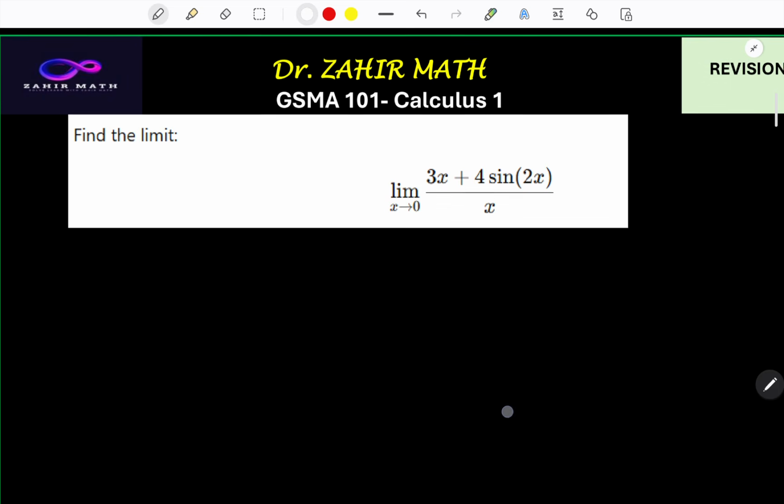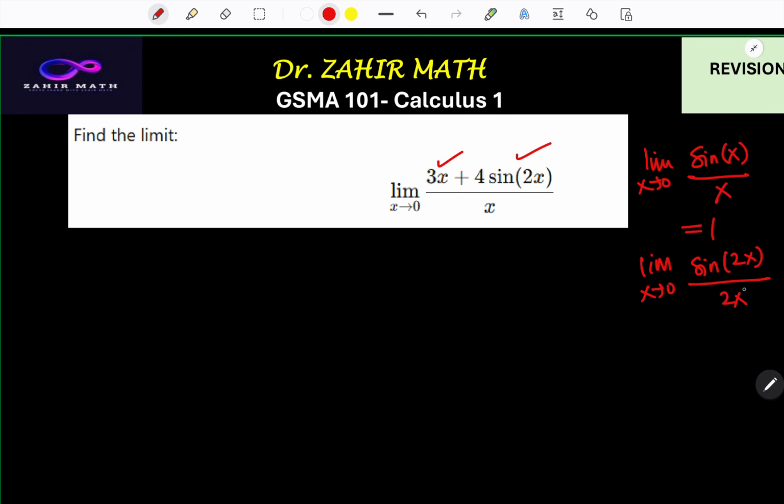Let's go to the next question. Limit x goes to 0, 3x plus 4 sine 2x over x. Same rule, remember: limit x goes to 0, sine of an angle divided by the same angle is equal to 1. Limit x goes to 0, sine 2x divided by 2x. If it is like this, we can write it as 1. Keep that in your mind. Right, let's start the question.